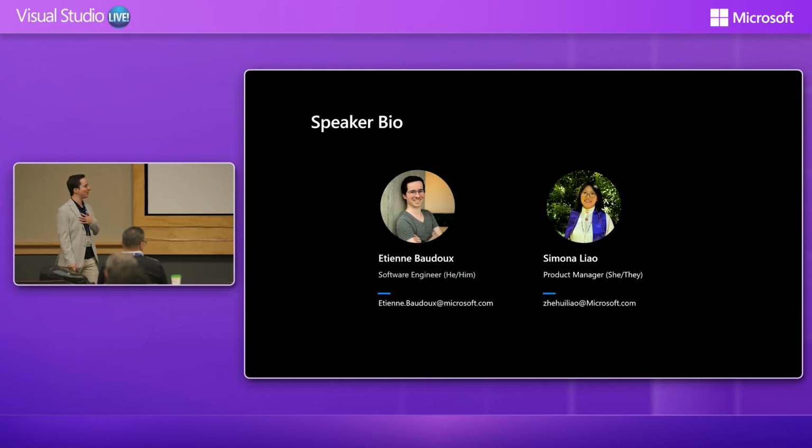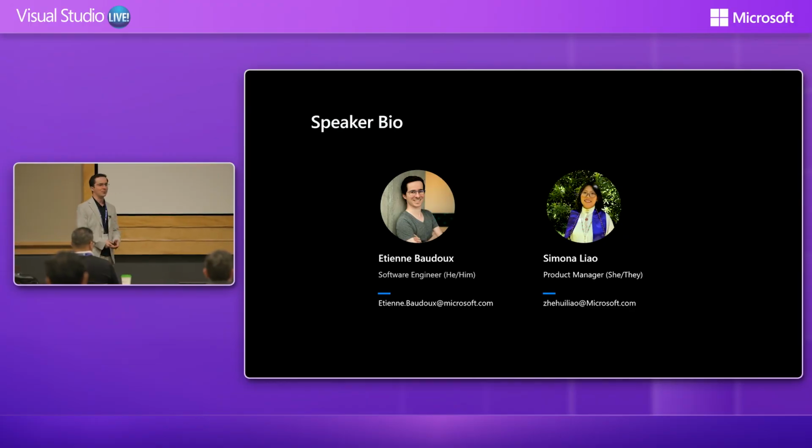So as I said, my name is Etienne. I am a software engineer at Microsoft. I'm working as part of the Visual Studio team. The last few years, I've been working on the text editor of Visual Studio, some search tools, and more recently, Copilots. And today, I'm with my good friend, Simona.